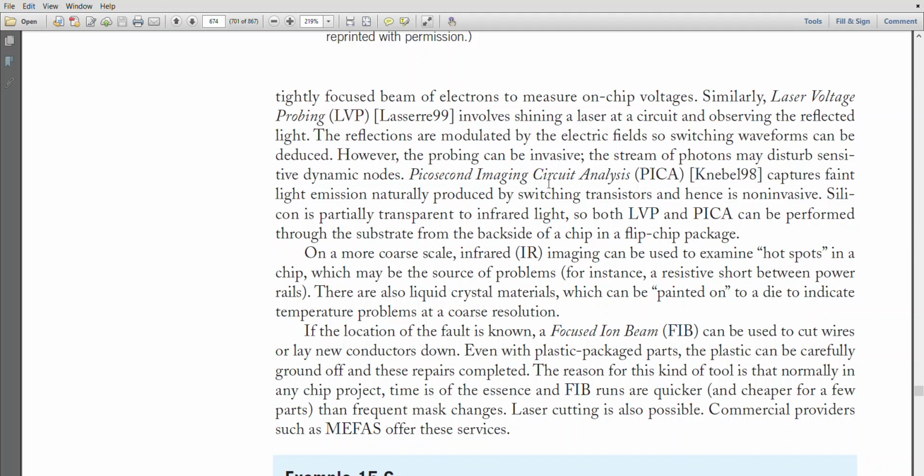Picosecond imaging circuit analysis, PICA, captures faint light emission naturally produced by switching transistors, and hence it is non-invasive. Okay, silicon is partially transparent to infrared light, so both LVP and PICA can be performed through the substrate from the backside of a chip in a flip chip package. On a more coarse scale, infrared imaging can be used to examine hotspots in a chip, which may be a source of problems. There are also liquid crystal materials which can be painted on to the die to indicate temperature problems at a coarse resolution.